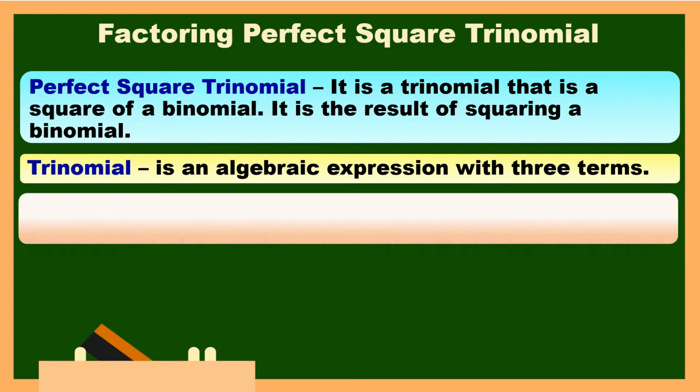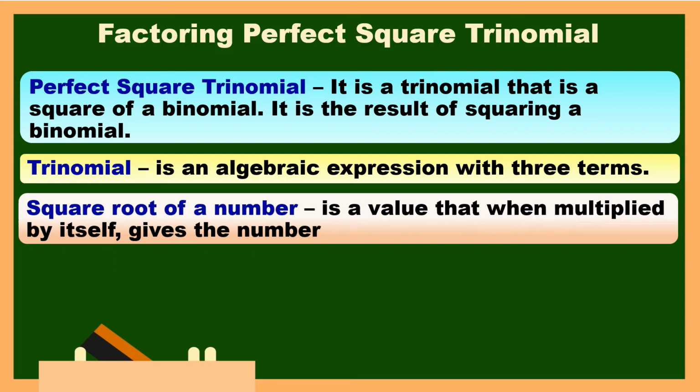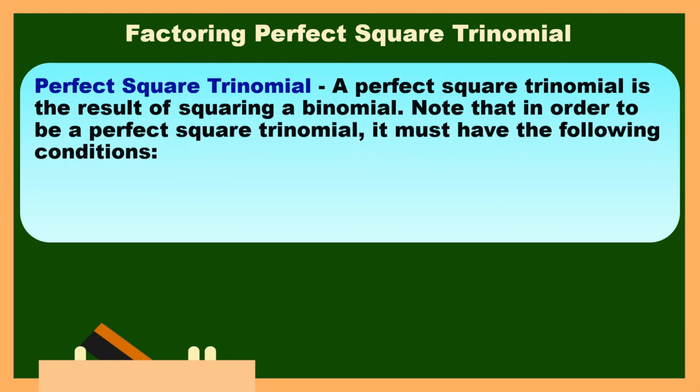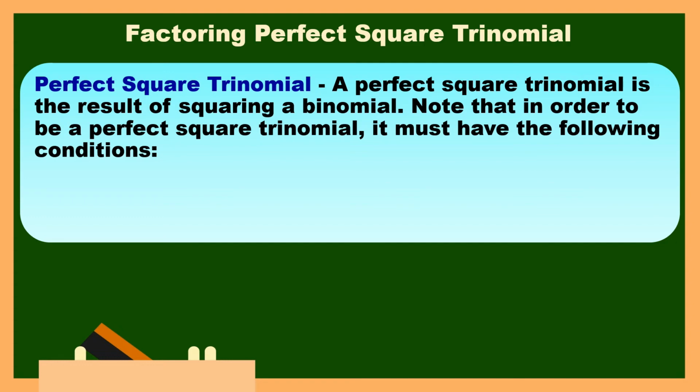And the square root of a number is a value that when multiplied by itself, it gives the number. Thus, if a squared plus 2ab plus b squared is equal to the quantity of a plus b squared, hence, a squared minus 2ab plus b squared is equal to the quantity of a minus b squared. Perfect square trinomial is the result of squaring a binomial. But note that in order to be a perfect square trinomial, it must have the following conditions.